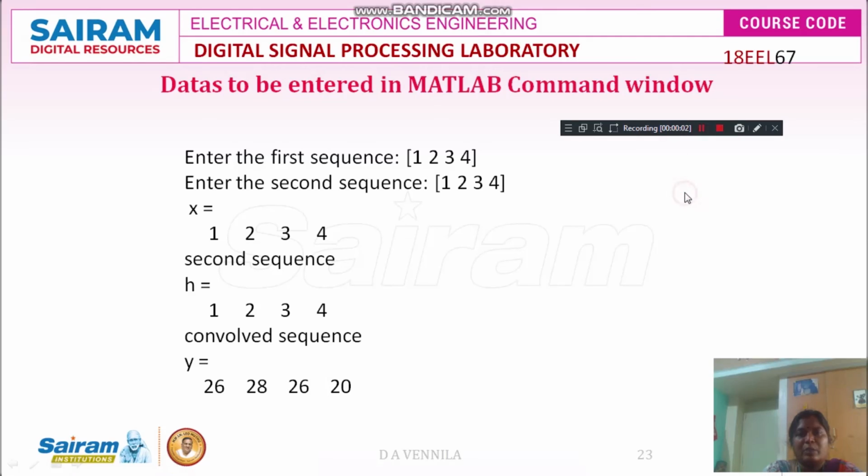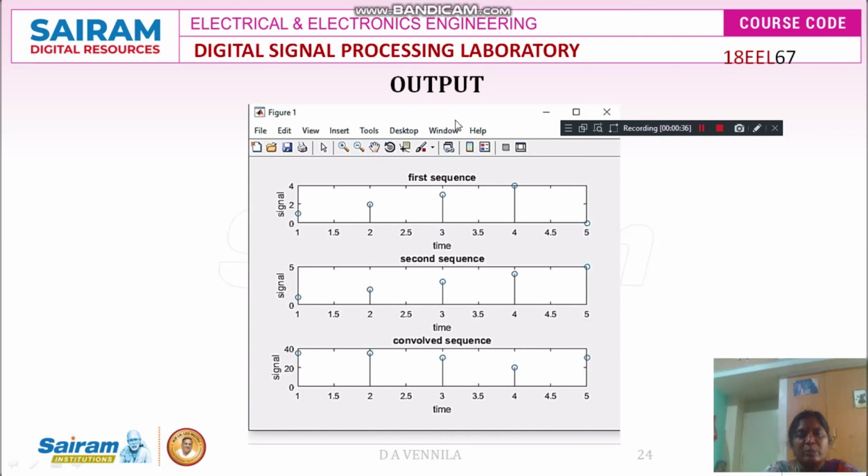This is the data which we entered in the command window: enter the first sequence, enter the second sequence, which we gave in the program while simulating. After entering the sequences, we get the convolved sequence 26, 28, 26, 28. Here the length of sequence N1 and the length of sequence N2 are both the same, so no need to append zeros. Then we can do the circular convolution between these two sequences x and h. After convolving, you get y equal to 26, 28, 26, 20. This is the output we got at simulation time: first sequence, second sequence, and the convolved sequence.